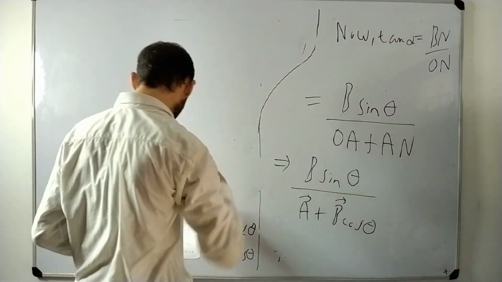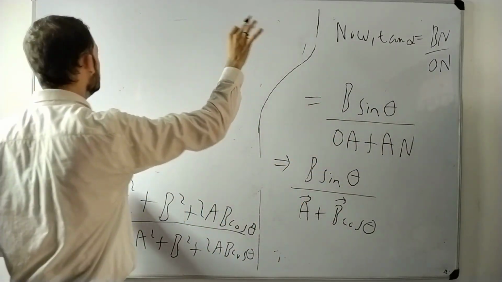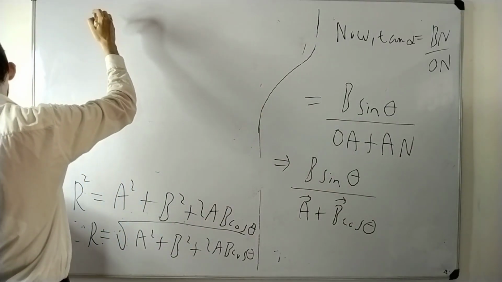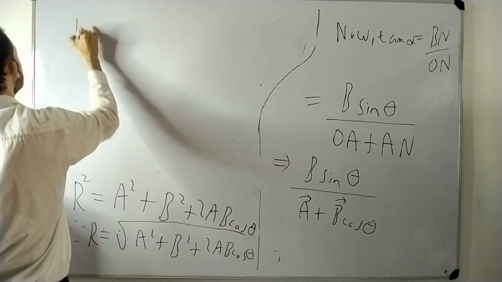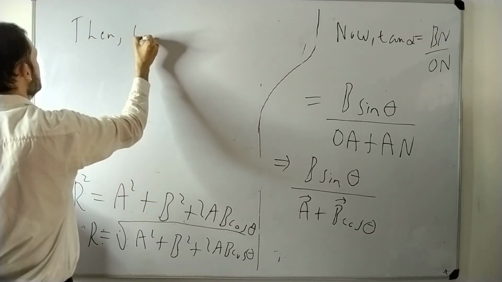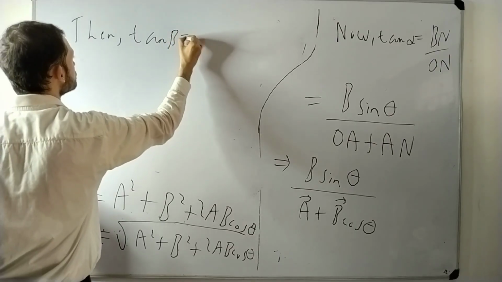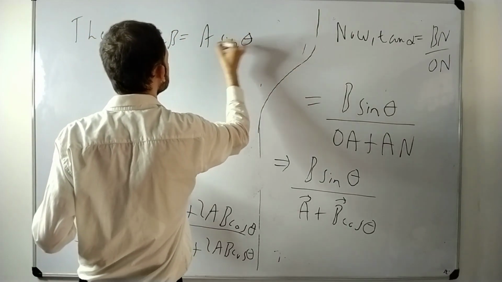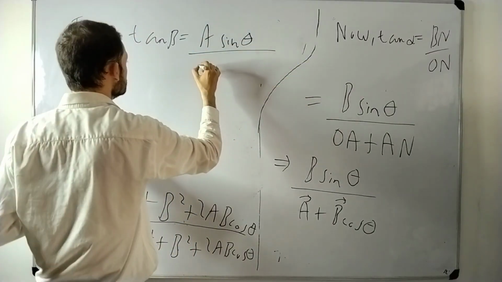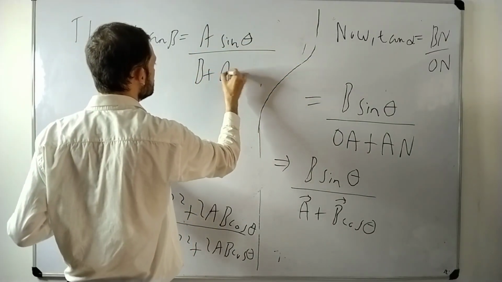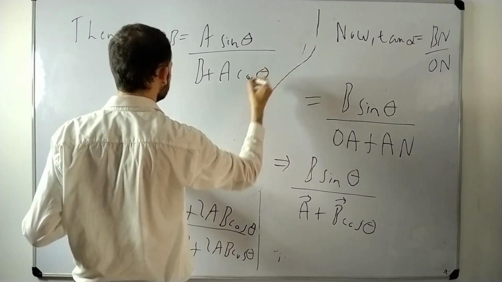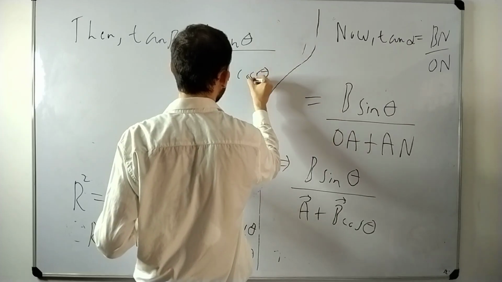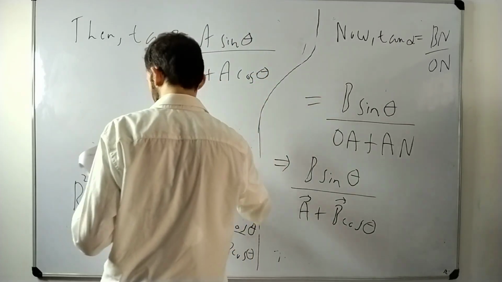If you remember the original figure, then tan beta is A sin theta upon B plus A cos theta. Right, students? Definitely, sir. We can understand this from the figure.